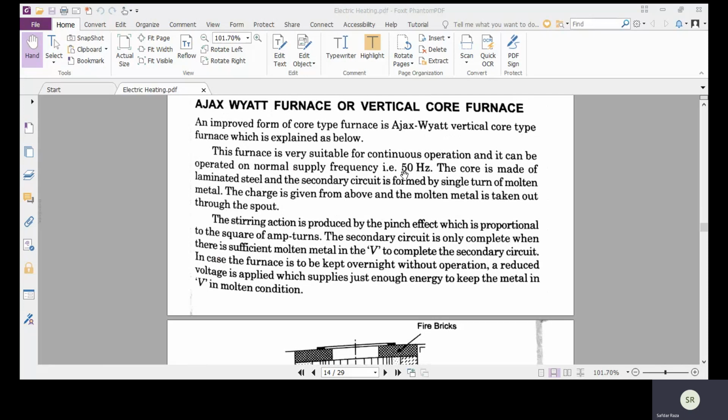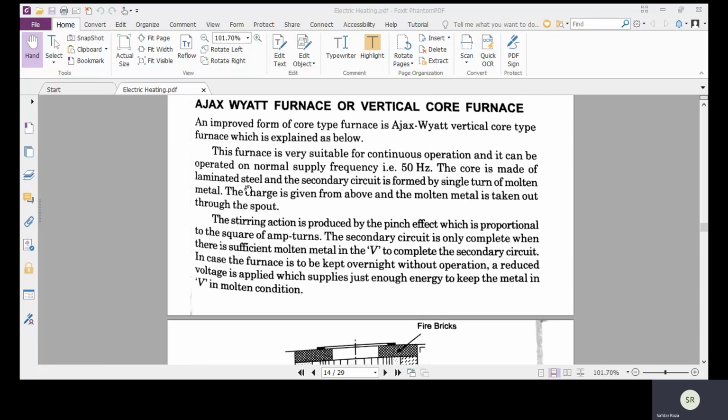So the two drawbacks have been covered. One is that it is simple to operate and there is no need to put in extra equipment to regulate the frequency, to decrease the frequency from the nominal value to 10 Hz or any other range. This type of advanced form of induction furnace operates at 50 Hz. The core is made of laminated steel and the secondary circuit is formed by a single turn of molten metal.